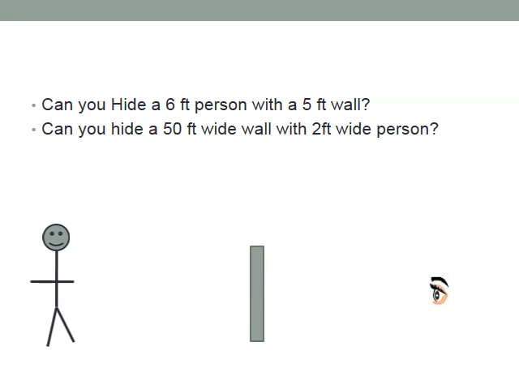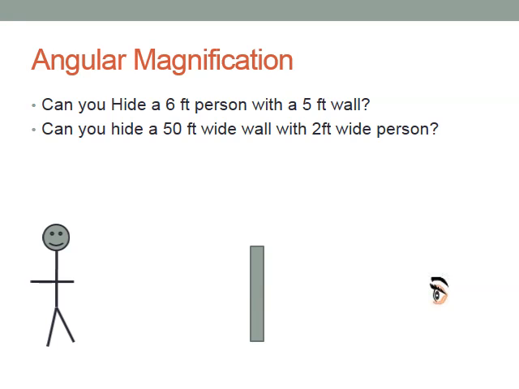Well, can you hide a 50-foot wide wall behind a 2-foot wide person? What if we put the person in front of the wall? Well, that's possible too. Just imagine moving the person so close to the eyes that the eyes are basically right in that person's belly. Well, you're going to see nothing now but belly. This is a thing we call angular magnification. That belly is not wider than 50 feet, but it looks really big because it's just so close to the face. Let's talk a little bit more about angular magnification.